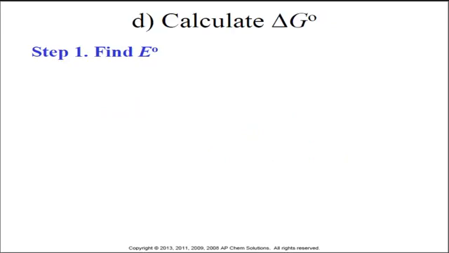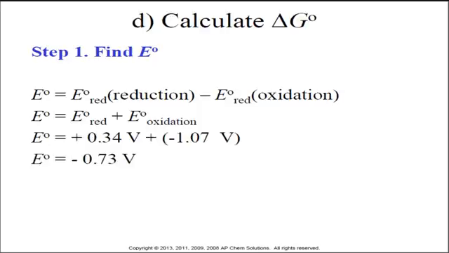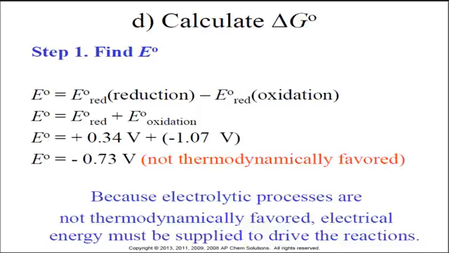And then finally, we want to calculate our delta G value. So the first step is to find our cell potential, our voltage. So we use our E values, and we plug in our numbers from our previous slides, and we get a negative cell potential, negative 0.73. So this means that our reaction is not spontaneous. And because your electrolytic processes are not spontaneous, electrical energy has to be supplied to drive the reactions.